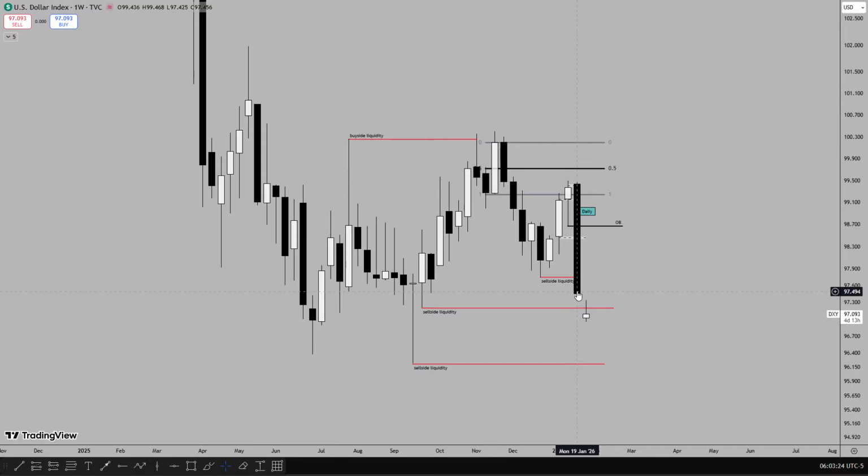I'm on a weekly time frame on the dollar index. From the opening price, you can see the price opened and took out the sell side liquidity. Currently, I can say there's a large new week opening gap compared to the closing price of last week. You can see there's a big gap between last week's closing price and this week's opening price.